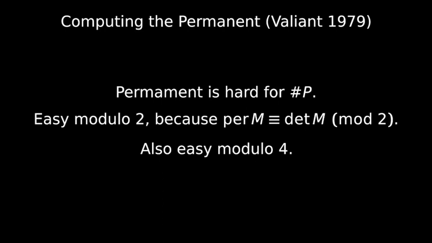Again, this looks quite useless. The integers modulo 4 are not a field, so we can't interpolate, and there are only 4 of them. Still, the intuition behind Valiant's algorithm is useful for us to understand, so let's spend some time on it.